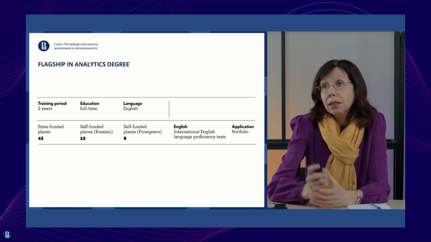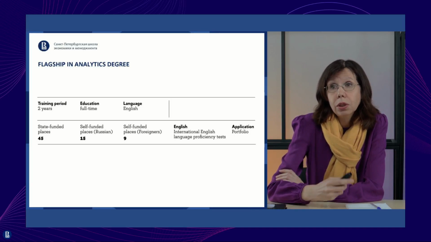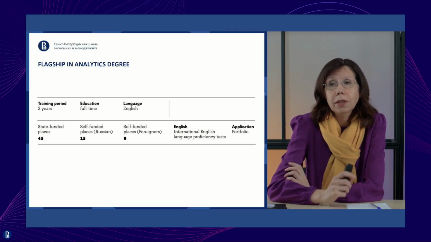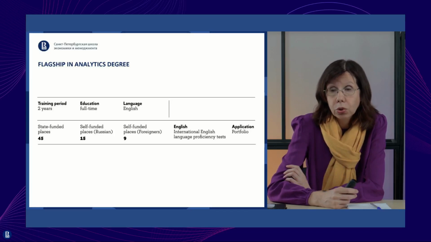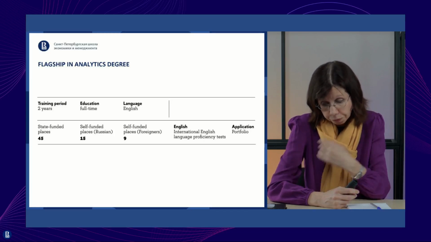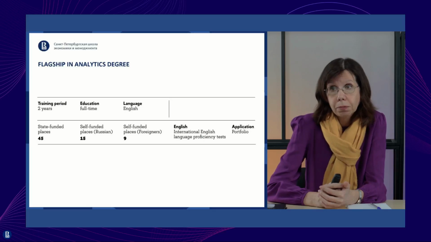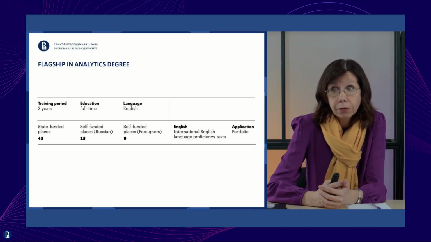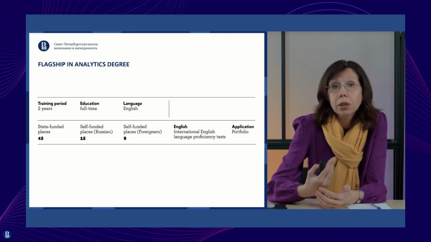And the next probably important point that may be of interest to you is about funded places for local students. We provide 45 state-funded places. In this case, students don't need to pay for their education if they get enough score due to portfolio estimation. But we also have 15 self-funded places for local students and 9 self-funded places for international applicants.